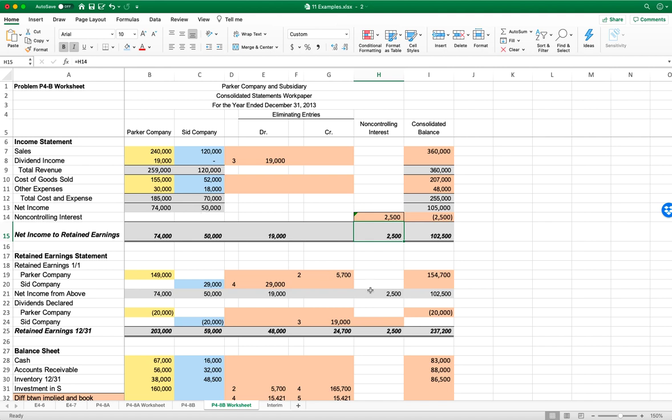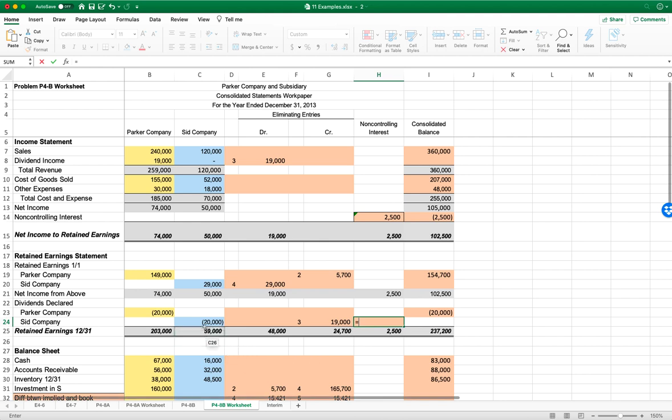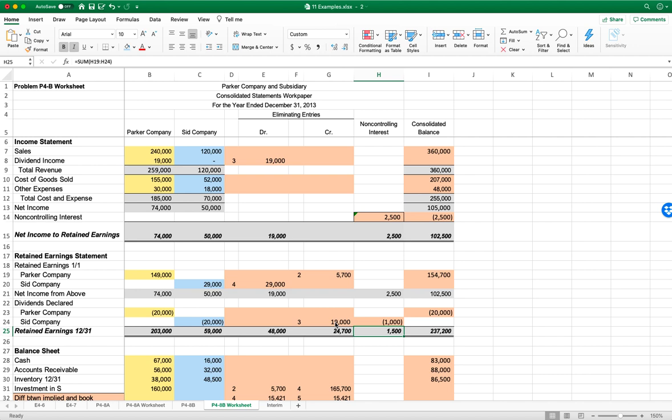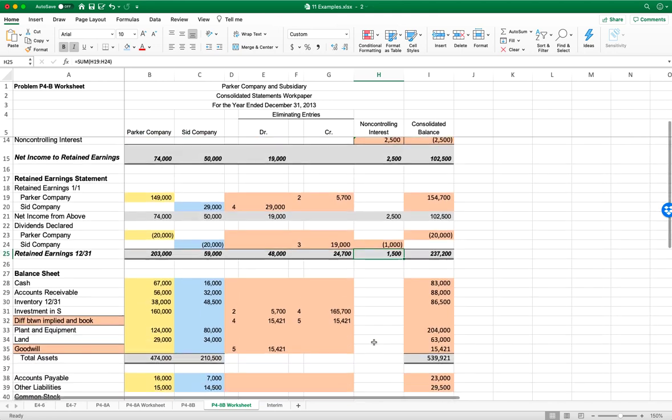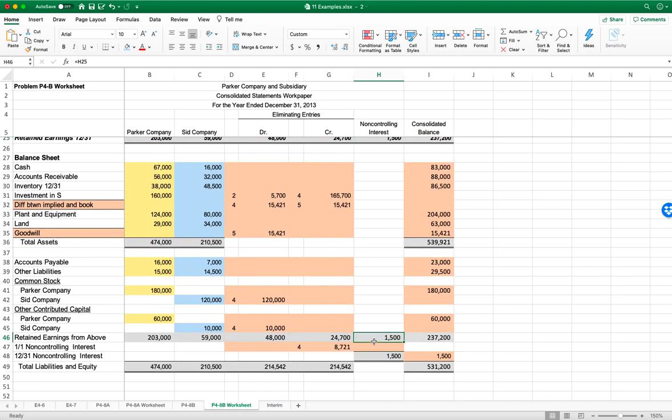That's going to flow down to the retained earnings statement, where we need to figure out their share of the dividends. So here, we're going to take the dividends that the subsidiary issued, subtract out any debit adjustments, add any credit adjustments to get dividends of $1,000 that went to our non-controlling shareholders. So that means that net, their investment increased by $1,500 when we're using kind of the equity method to account for their investment. That's going to come down to our balance sheet.